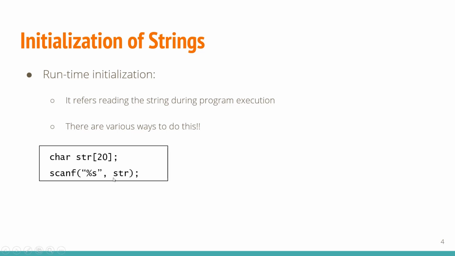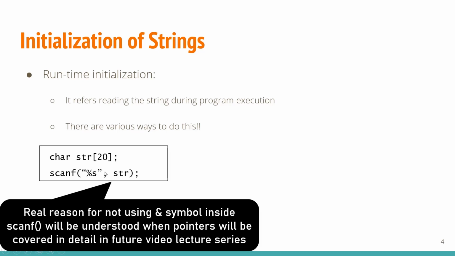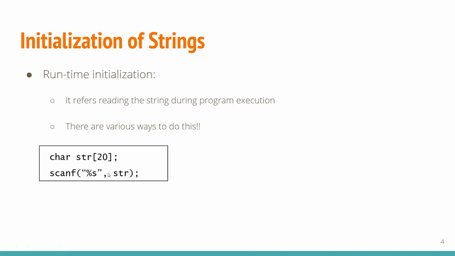Note that here the ampersand symbol after the comma is missing. That is because an array is a derived type and we don't store the value of only one character variable into the string. We store all the character elements into the string at once. That's the reason we do not use the ampersand symbol. This is one form of reading a string easily.